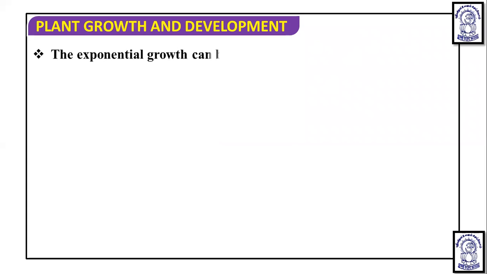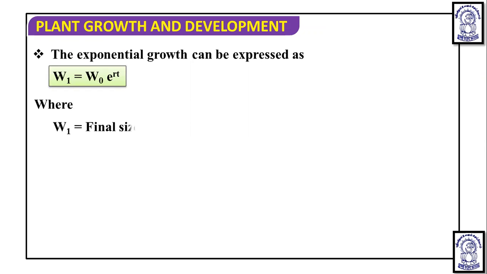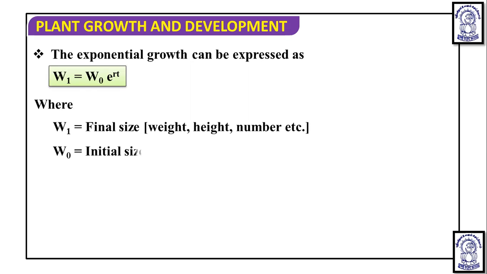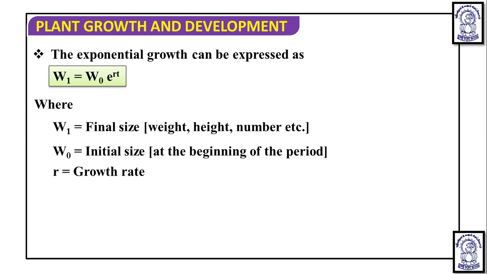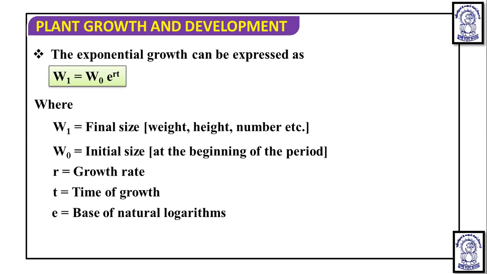Okay. So the exponential growth can be expressed as W1 is equal to W0 e raised to RT. Mathematically it can be expressed as W1 is equal to W0 e raised to RT, where W1 is the final size, that is weight, height and number, etc. There is a final weight, final height or final number of leaves or cells. The initial size at the beginning of the period is represented by W0. R is the growth rate, T is the time of the growth, and e is the base of natural logarithm.